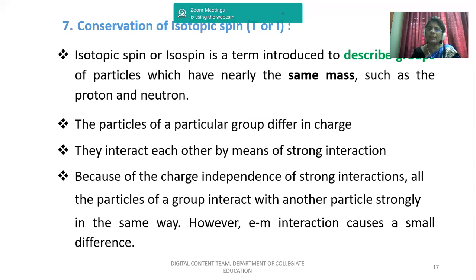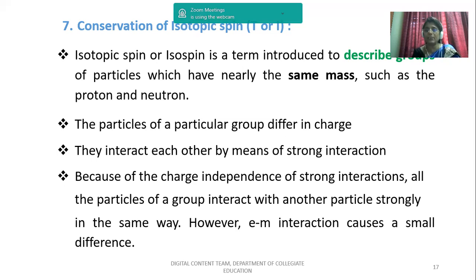The particles of a particular group differ in charge. For example, if you consider a group consisting of proton and neutron, they differ in their charges: the proton is positively charged with +1 and the neutron is a neutral particle without any charge. They differ in charge even though they are in the same group, and they interact with each other by means of strong interaction. Whenever you consider these particles of the same mass, they interact with each other by means of strong interaction.